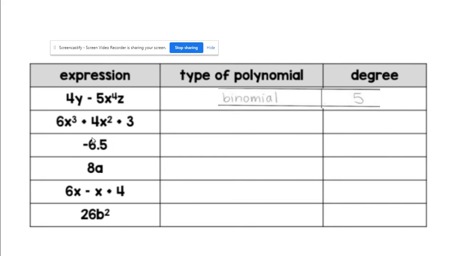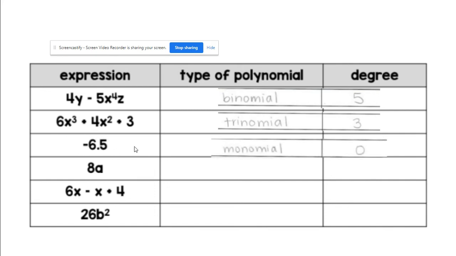I have 6x to the 3rd plus 4x to the 2nd plus 3. Three terms, or a sum of three monomials, is a trinomial. And so if I was talking about the degree, all right, this is written in standard form. The greatest degree is 3. For the next one, I have a single term. That makes this a monomial. And the degree is 0 because it is a constant.